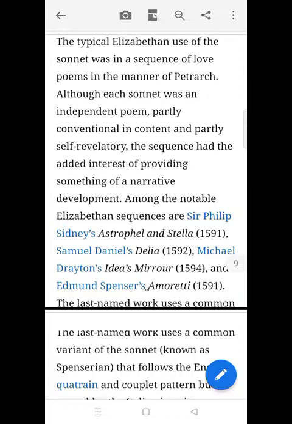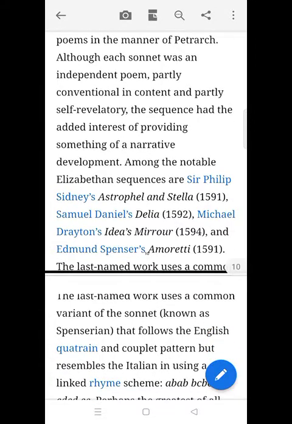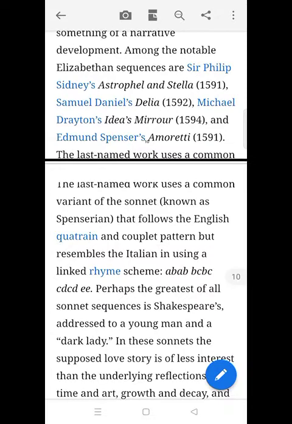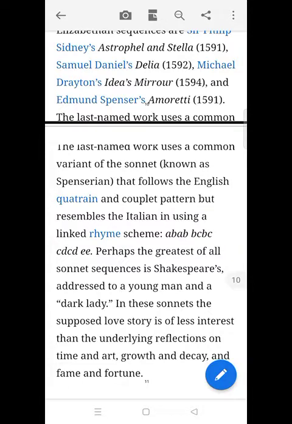Michael Drayton's sonnet sequence Idea's Mirror was written in 1594. And Edmund Spenser's popular sonnet sequence was Amoretti, which was written in 1591. The last named work uses a common variant of the sonnet known as the Spenserian, which follows the English quatrain and couplet pattern but resembles the Italian in using a linked rhyme scheme.